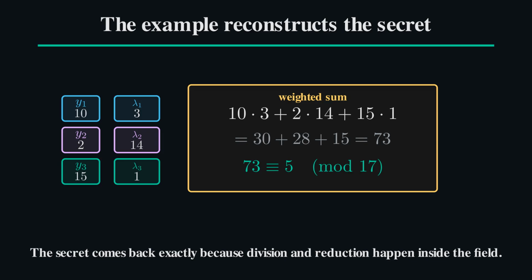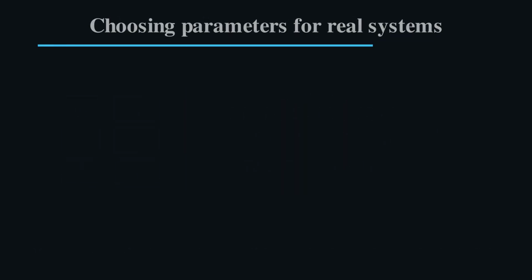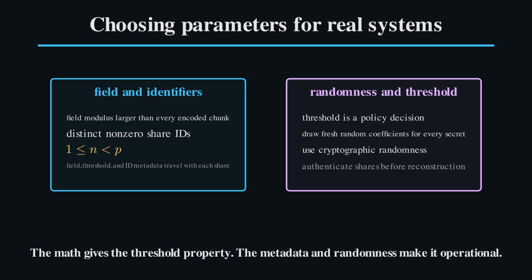The arithmetic looks small here only because the field is tiny. Real systems use much larger fields. For a real implementation, parameters matter. The prime p must be larger than the field elements you encode, and the number of shares must be less than p. Share identifiers must be distinct and non-zero. The threshold is a policy choice. It says how many parties must cooperate. Most importantly, every new secret needs fresh cryptographic randomness for the coefficients. Reusing coefficients destroys the privacy argument.